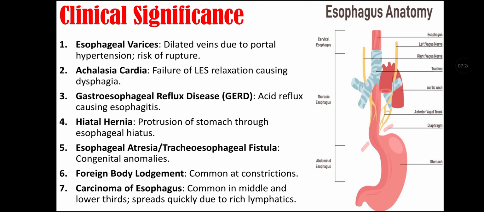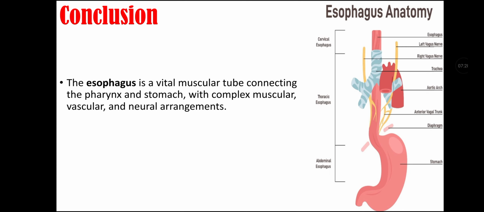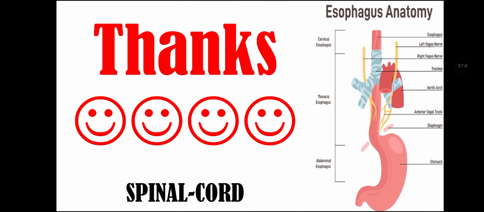Now let's talk about conclusion of this lecture video. Esophagus is a vital muscular tube that connects the pharynx and stomach with complex muscular, vascular and neural arrangements. Its close relation to thoracic organs and multiple constrictions make it clinically significant in surgery, endoscopy, oncology, and gastroenterology. And this was all about esophagus anatomy.